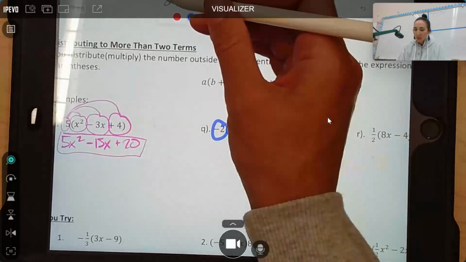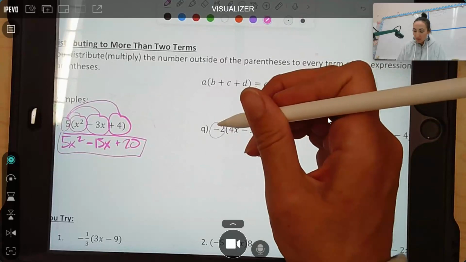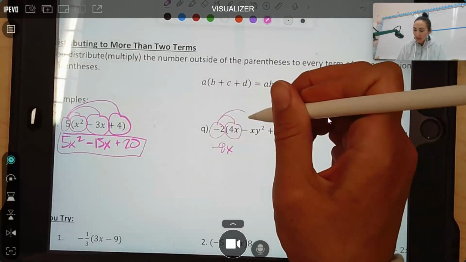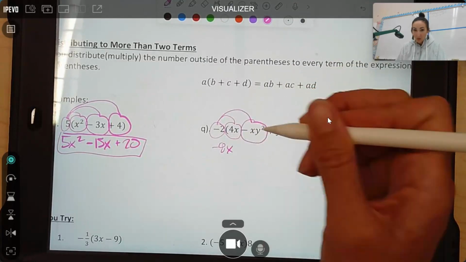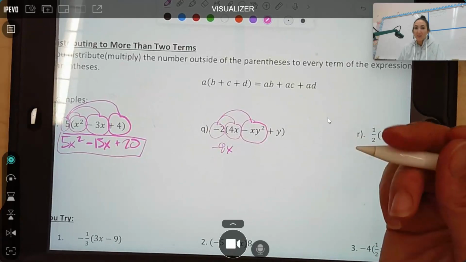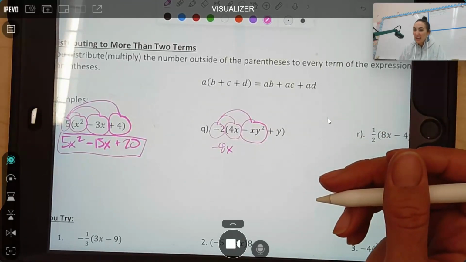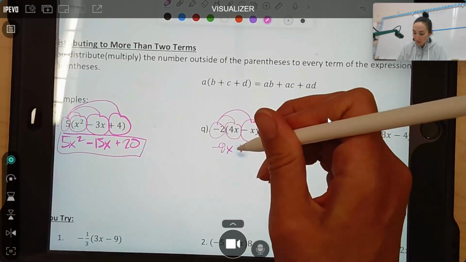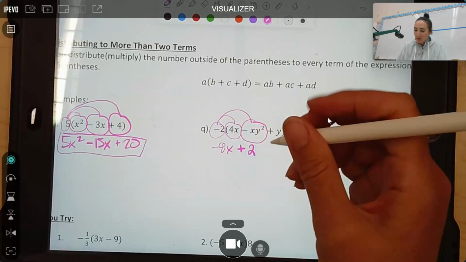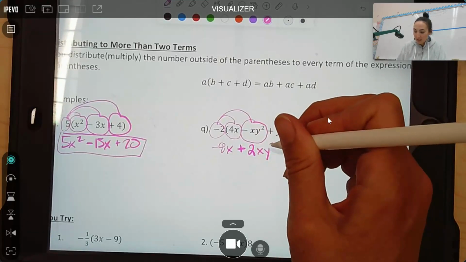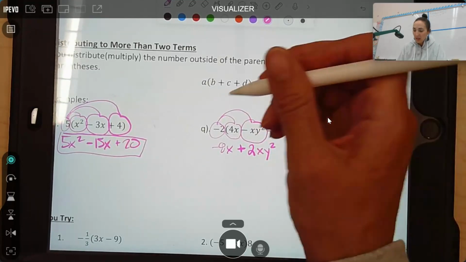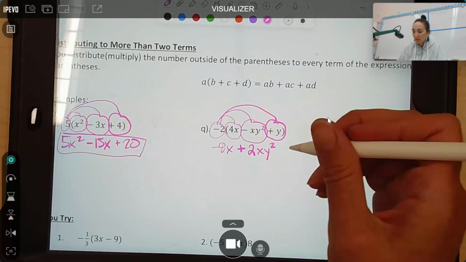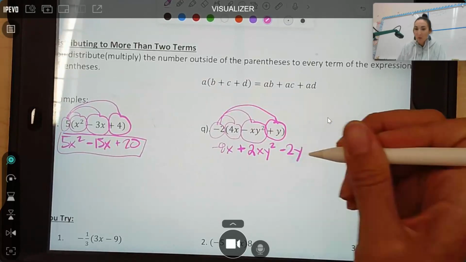And so now I'm going to take this negative 2 and distribute it to the positive 4x to get negative 8x. The negative times this whole thing. The variables are going to stay the same. Negative 2 times negative xy squared. Now I have a negative times a negative, so that's going to be positive. And I have 2 times x times y squared. Then this negative 2 times that positive y, we get negative 2y.